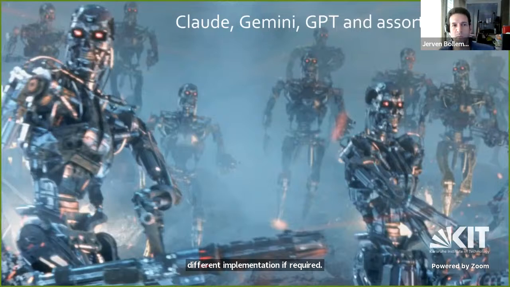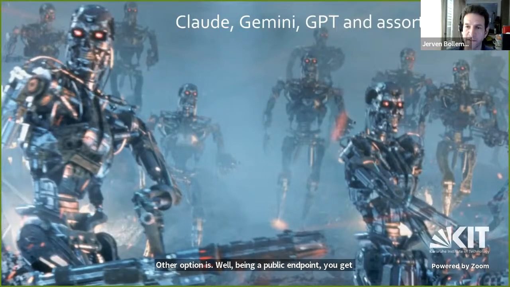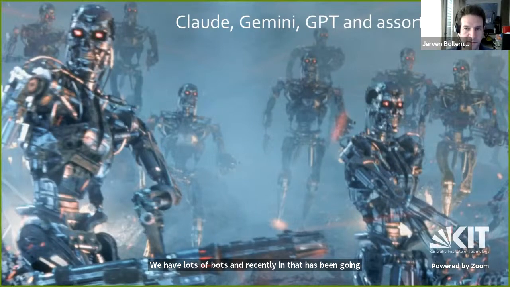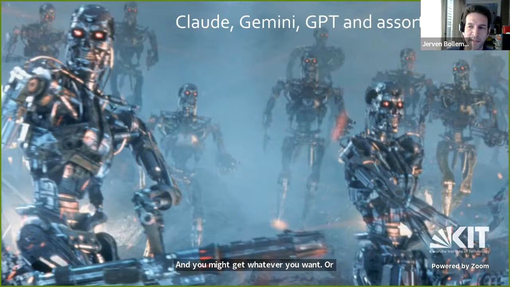The other option is, well, being a public endpoint, you get lots of traffic, and not all of the traffic is as nice as you might want it to be. We have lots of bots, and recently that has been going up a lot because all the GPT friends really seem to like the UniProt SPARQL endpoint and go at it quite a lot, because some of the IRIs we use are only available in the SPARQL endpoints. All these bots tend to be actually not so nice. They do not set accept headers. They might get whatever they want, or actually the lowest common denominator, which often is the output of the describe query. They don't pay attention to robots.txt because they just assume, well, I'm Google, I can do whatever I want. And that goes true for Claude and Gemini as much as anything else.